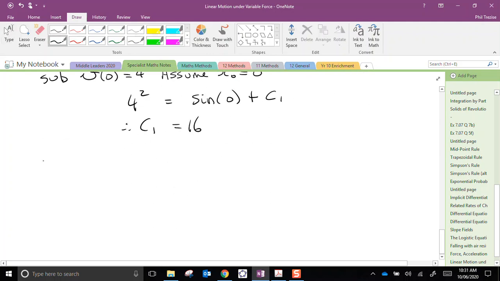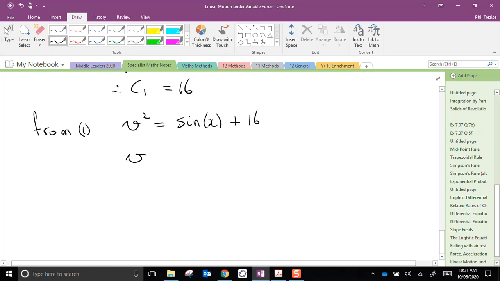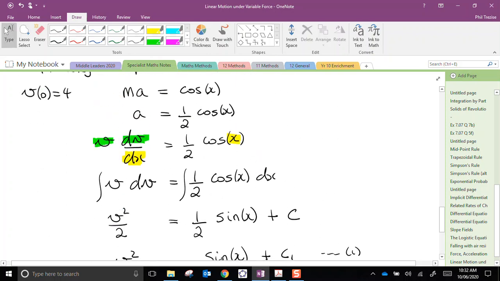My answer then, from step 1, I had v squared equals the sine of x, and I'll put 16 instead of the constant. V, therefore, is the square root of sine x plus 16. And that's how we use an alternative expression here, where I've got the green and the yellow highlight, for acceleration.